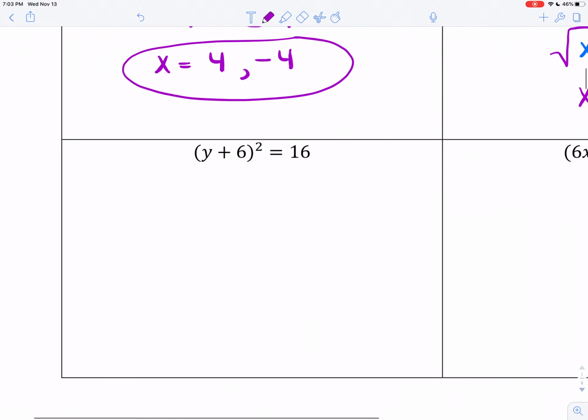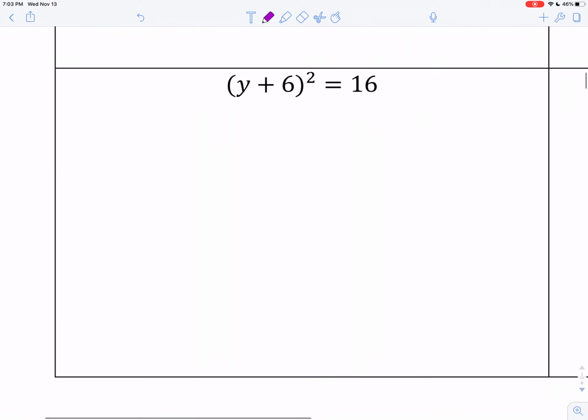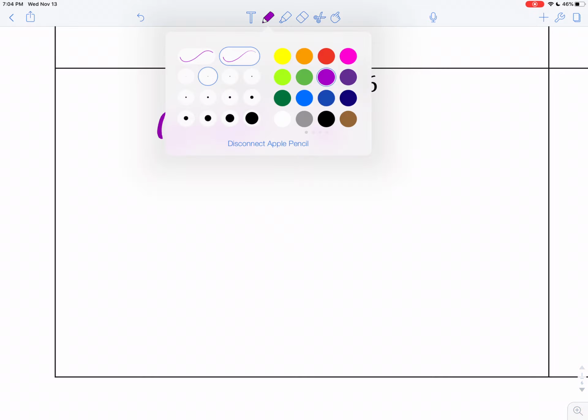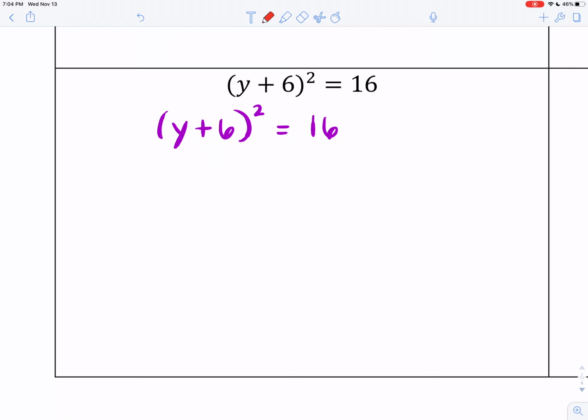All right, so let's say we wanted to solve this one. Now this one looks a little bit different because it has a binomial being squared, but the property can be applied the same way. As long as you make sure that what you have on one side is all being squared, then you are ready to apply the square root property. So right here, when I see that everything on this side is in parentheses and is being squared, that tells me I'm ready to go ahead and take the square root of both sides.